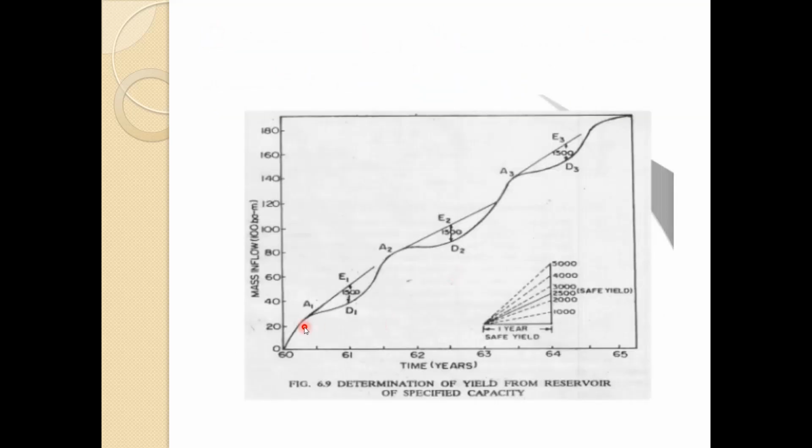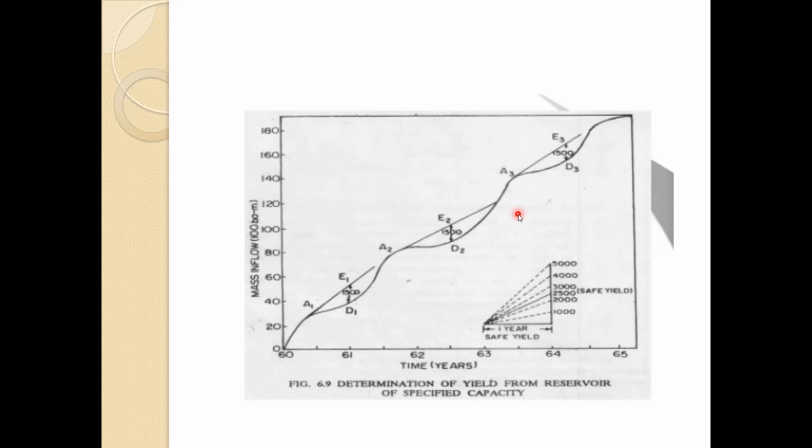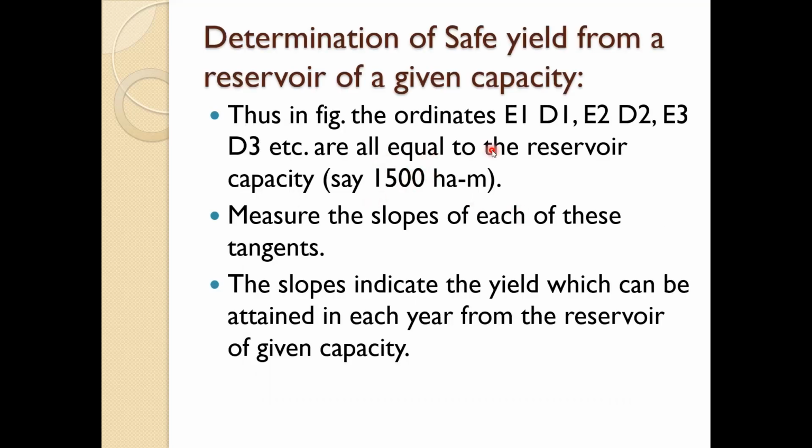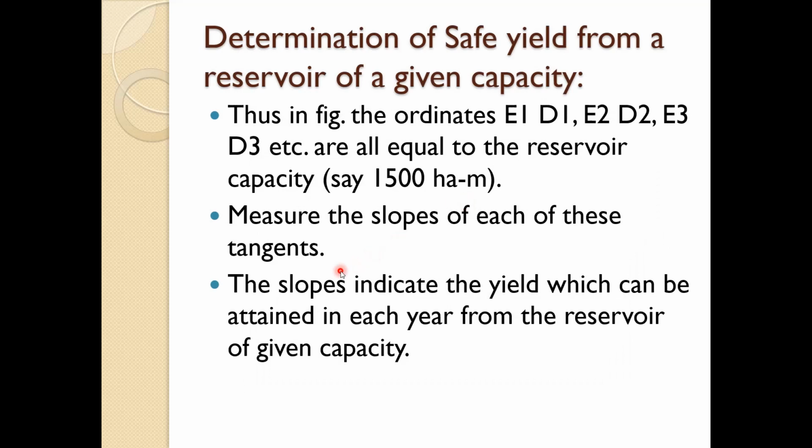So here you can see these tangents have been drawn. Thus, in the figure, the ordinates E1, D1, E2, D2, and E3, D3 are all equal to the reservoir capacity, say 1500 hectare meter. Measure the slope of these tangents. The slope indicates the yield which can be attained in each year from the reservoir of a given capacity.